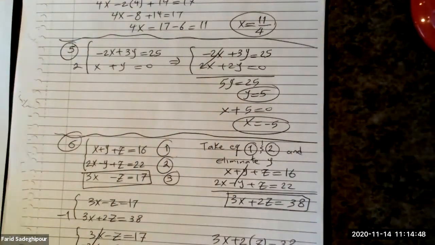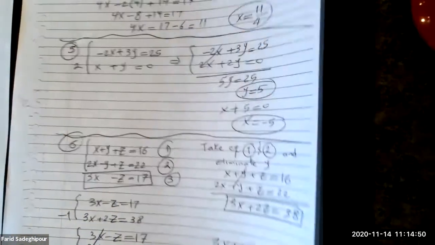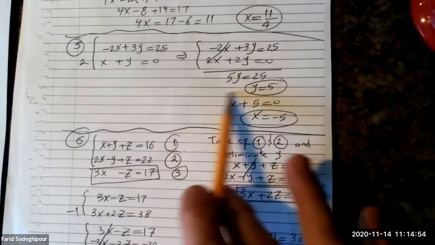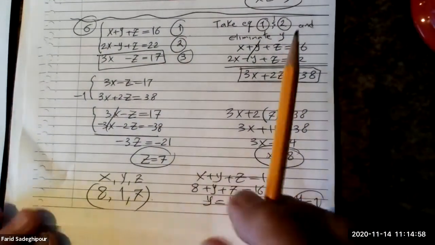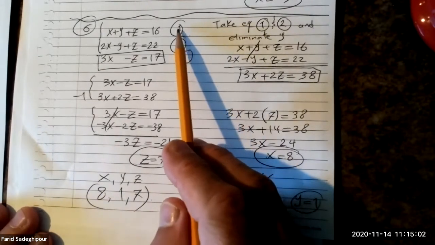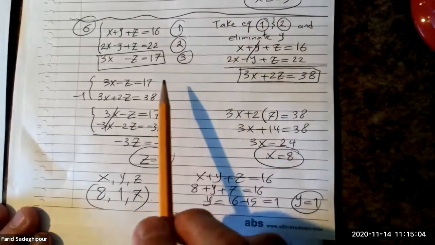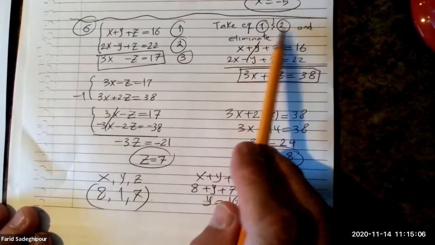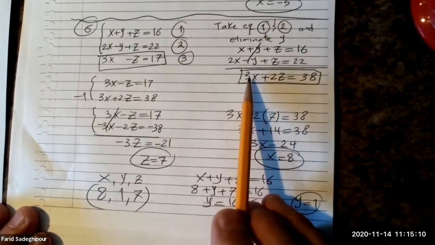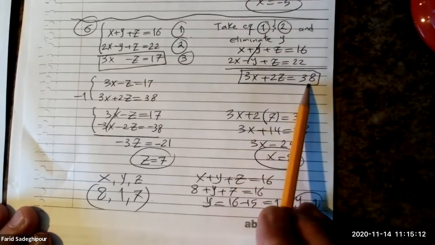There are 4, 5, 6, 7 problems here. I'll show you how to do number 6, because the other ones are just 2 equations and 2 variables using the method of elimination. Here for number 6, what I do is I label each equation: equation number 1, equation number 2, equation number 3. Then I take equation 1 and 2 and eliminate y. Then I have one equation with just x and z. I'll save this.